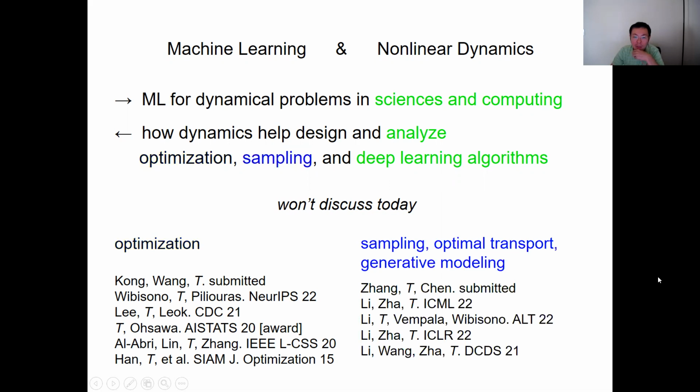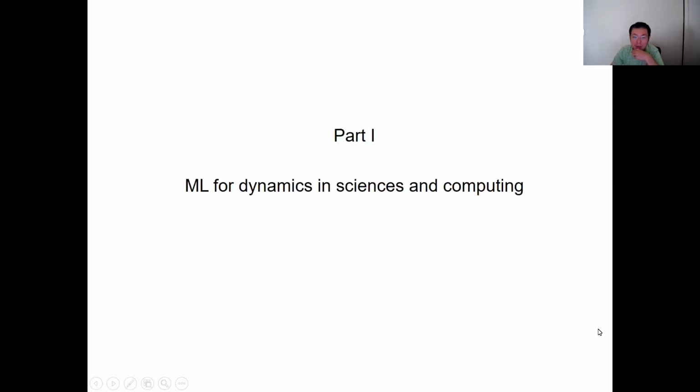It can also help something called a sampling problem, which is related to other mathematical areas like optimal transport and other machine learning areas like generative modeling. So, sorry that I cannot take too much time. So let me actually jump right into part 1, machine learning for dynamics in sciences and computing.